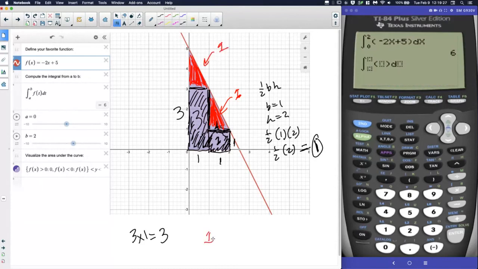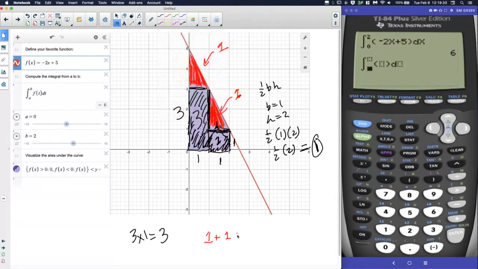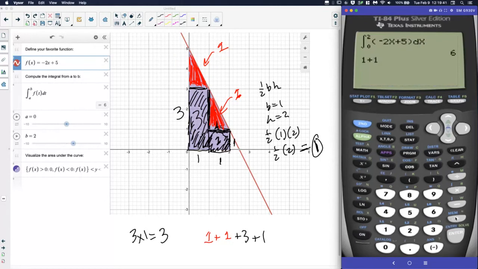So now we have 1 plus 1 plus 3 plus 1. I wonder what that equals. 1 plus 1, don't laugh at me, I need these. Plus 3 plus 1. Oh, we get 6. So then that's our proof. That shows us, okay, when we find the integral, we're finding the area under our line, or under our curve.